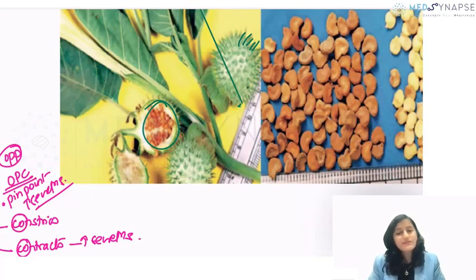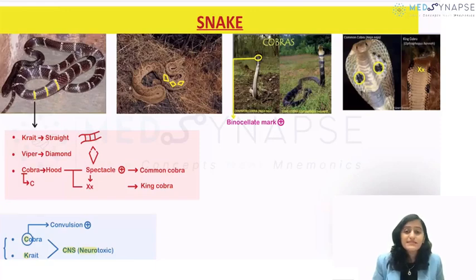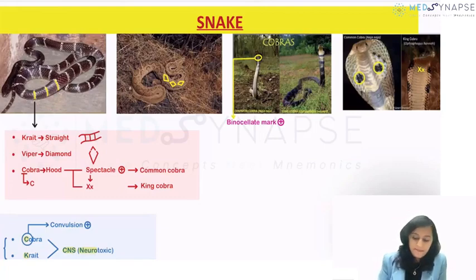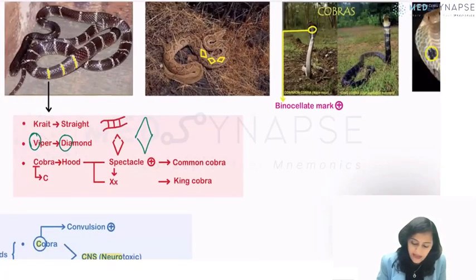Going to the next one, that is snake. In FMT, snake is something which is very, very important, right? You'll see it almost in every exam. First, the identification. Straight is straight. So where you see the straight bands, straight is straight. Where you have the diamond shaped marks, remember the diamond is made up of Seedha V and Ulta V. So that is viper is diamond shaped marks that you will have.